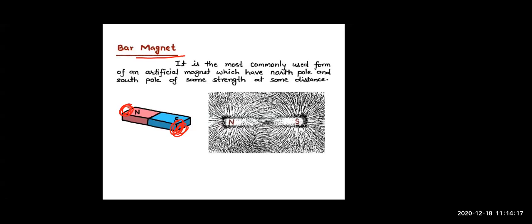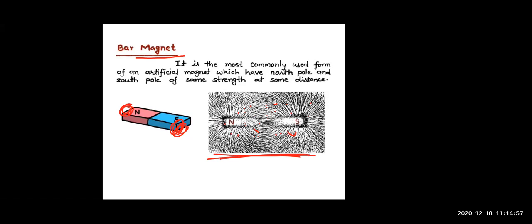We are going to sprinkle some iron powder on a cardboard. So you take a cardboard, and on the cardboard, you just sprinkle some iron powder. Then you place a bar magnet just below the cardboard. And you will observe that the iron powder, the iron filings, arrange themselves in the pattern shown to you in the diagram.